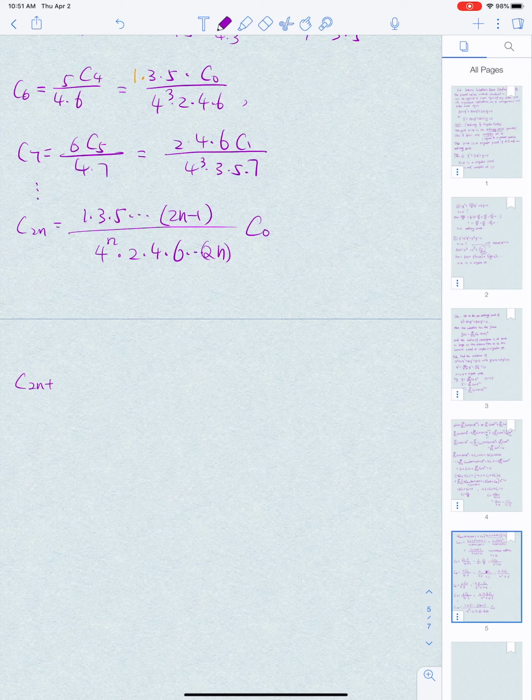And for the odd index, let's find a pattern. They all start from 2, and then they all end one number less than the value of the index. And then this is the denominator. And they all depend on C1.